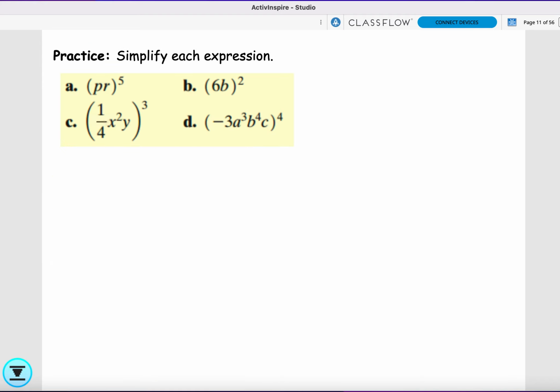Here are some more practice problems, guys. Simplify each expression using the rules that we've learned so far. So look at A. We have PR to the 5th. So we're going to go ahead and distribute this 5 to the P and to the R. So then we're going to get P to the 5th times R to the 5th. And we're done.